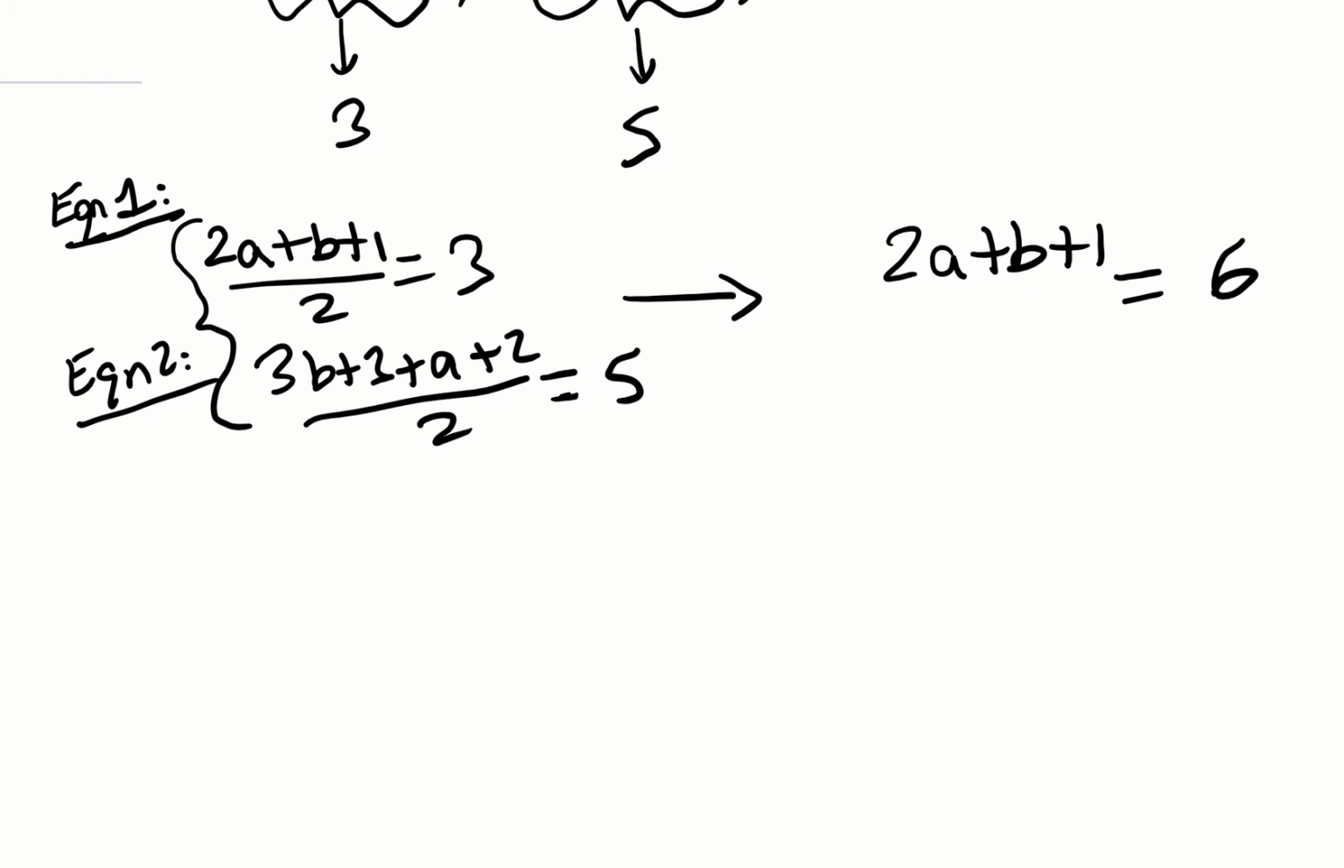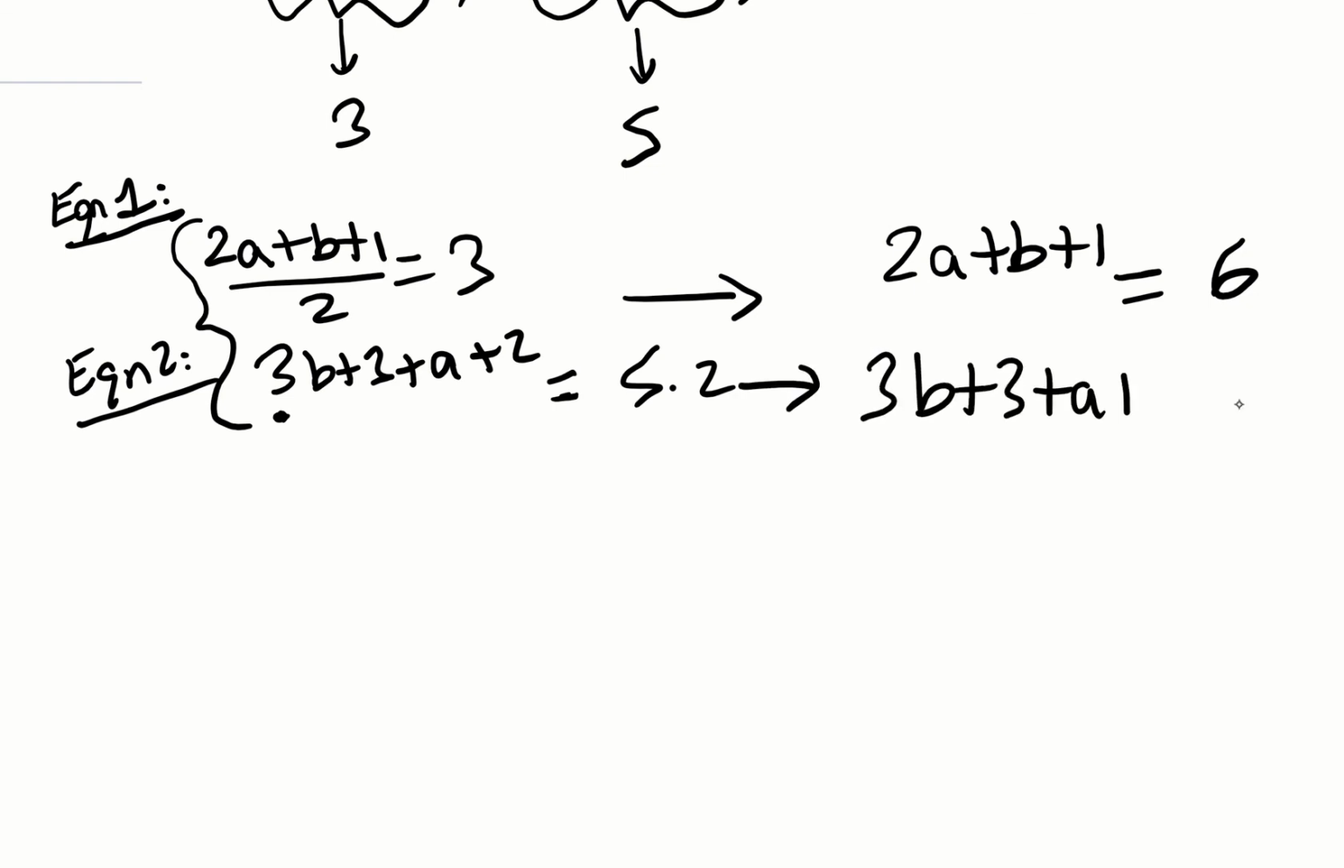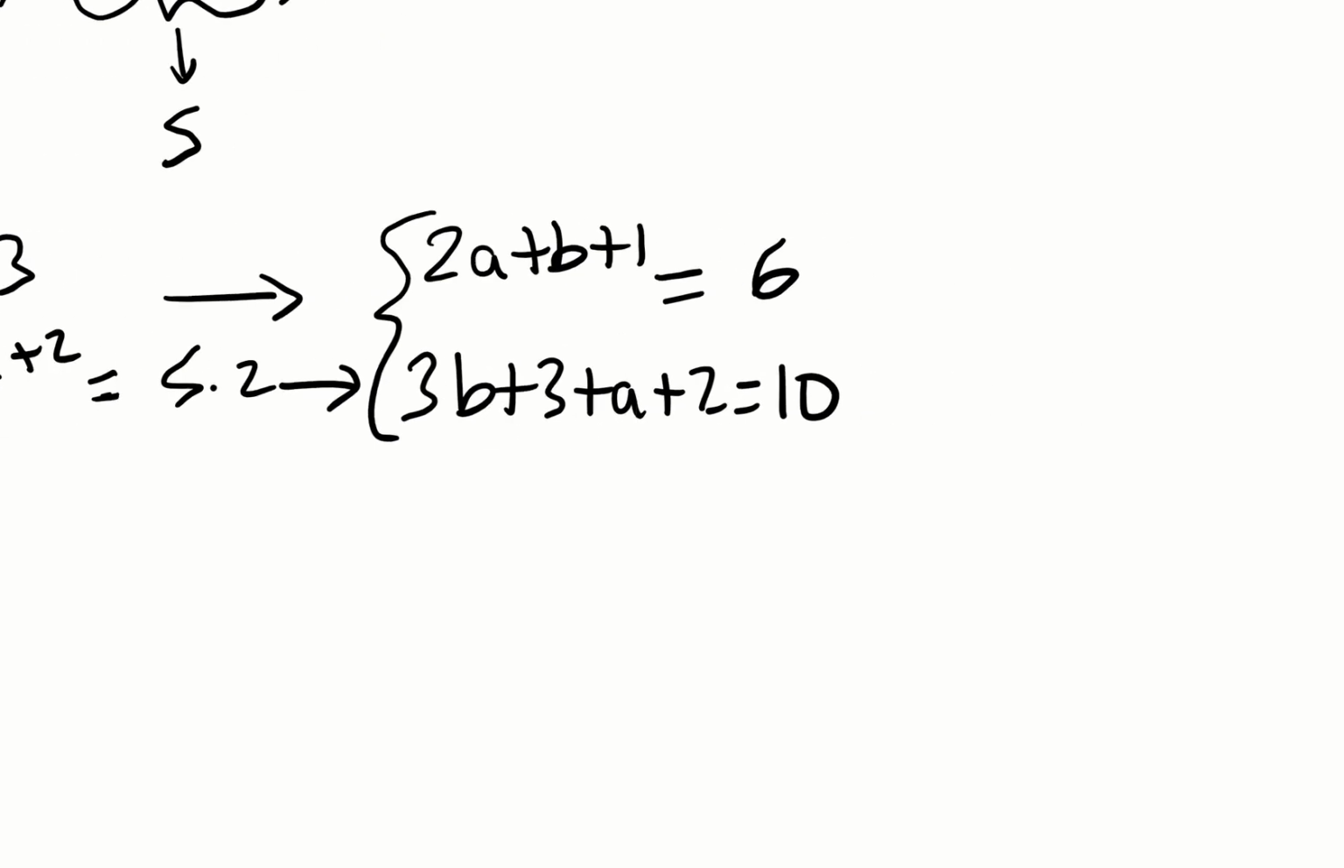And for my second equation, I'm going to do the same thing. I'm going to times this by 2, okay? And then do the same thing here, times that by 2. Then if I do that, this goes away in the bottom. And then 5 times 2 is now going to be 10, right? So let's go ahead and change that. 3b plus 3 plus a plus 2 equals 10. That's my new system of equations. We're going to use that because that's easier to use.